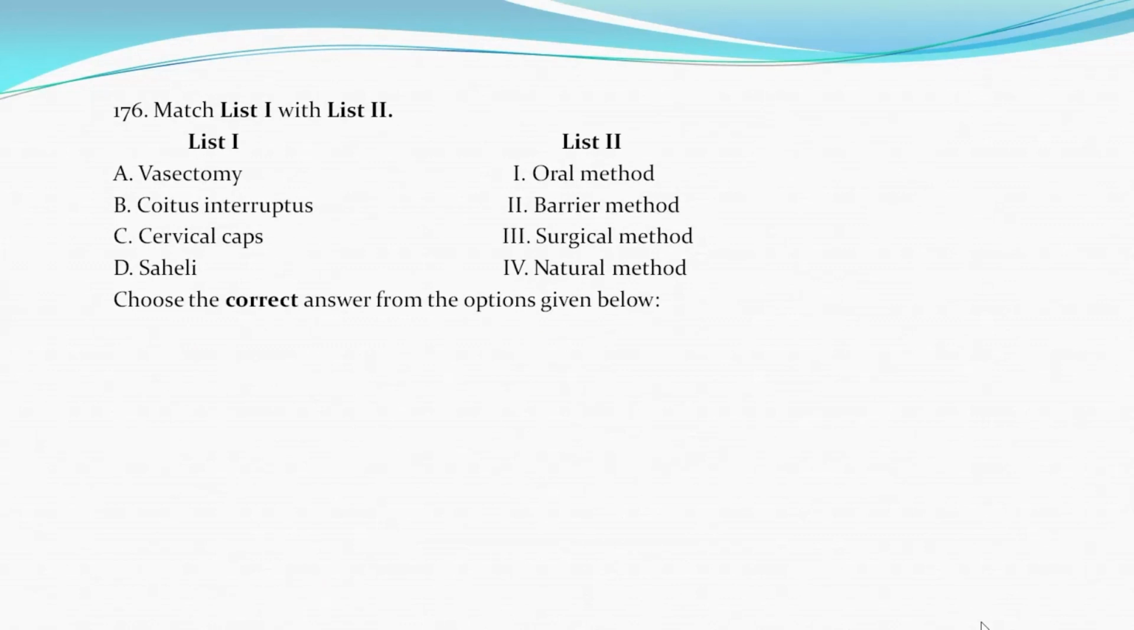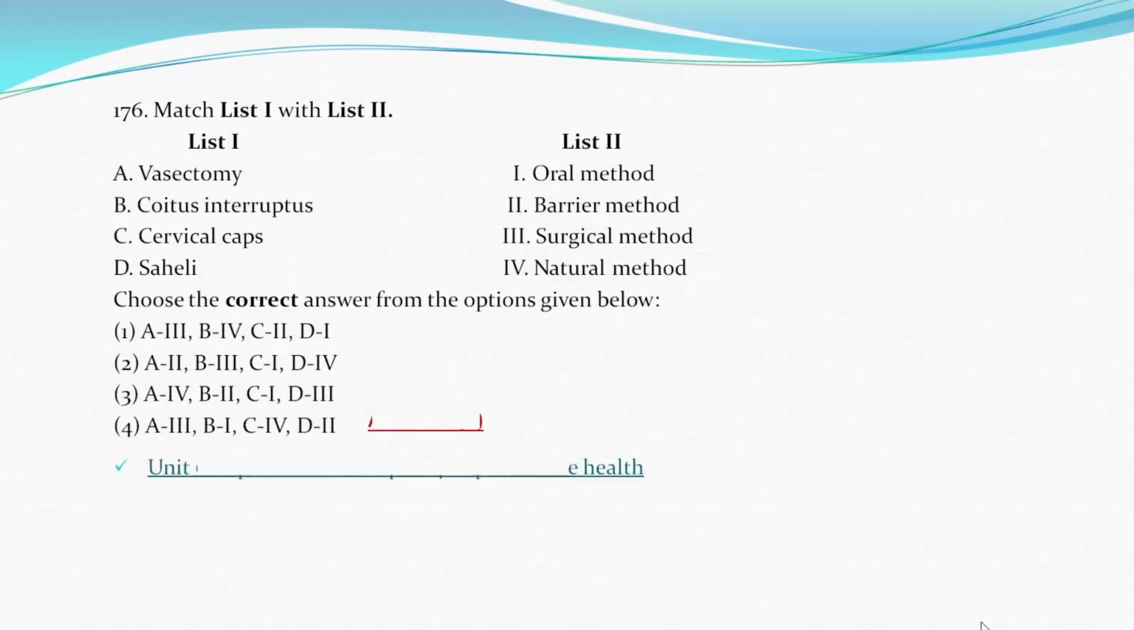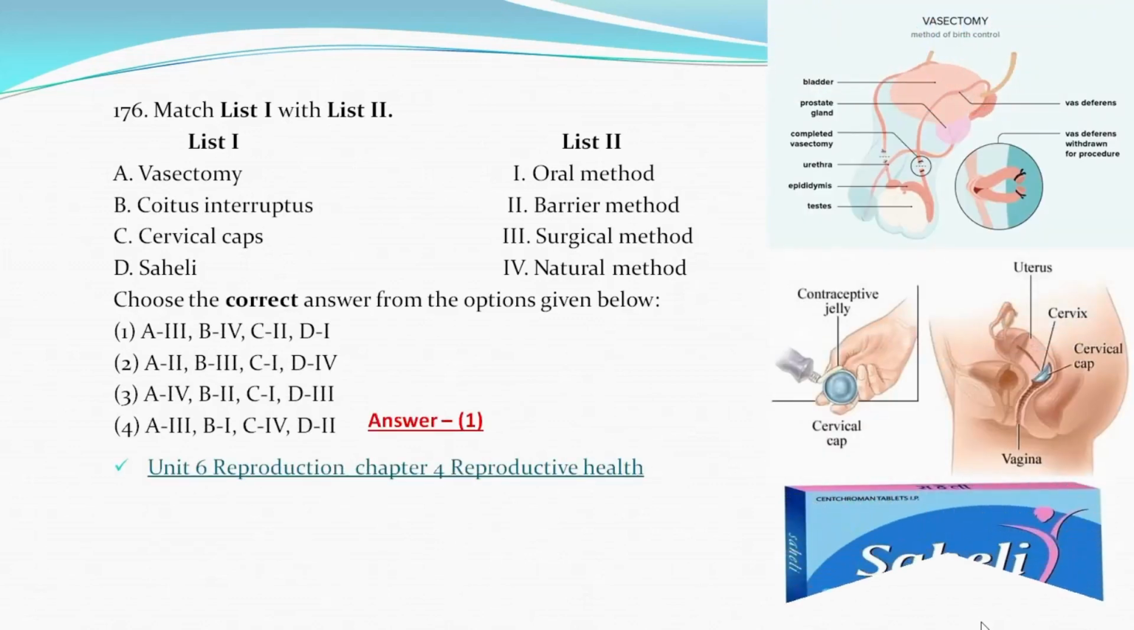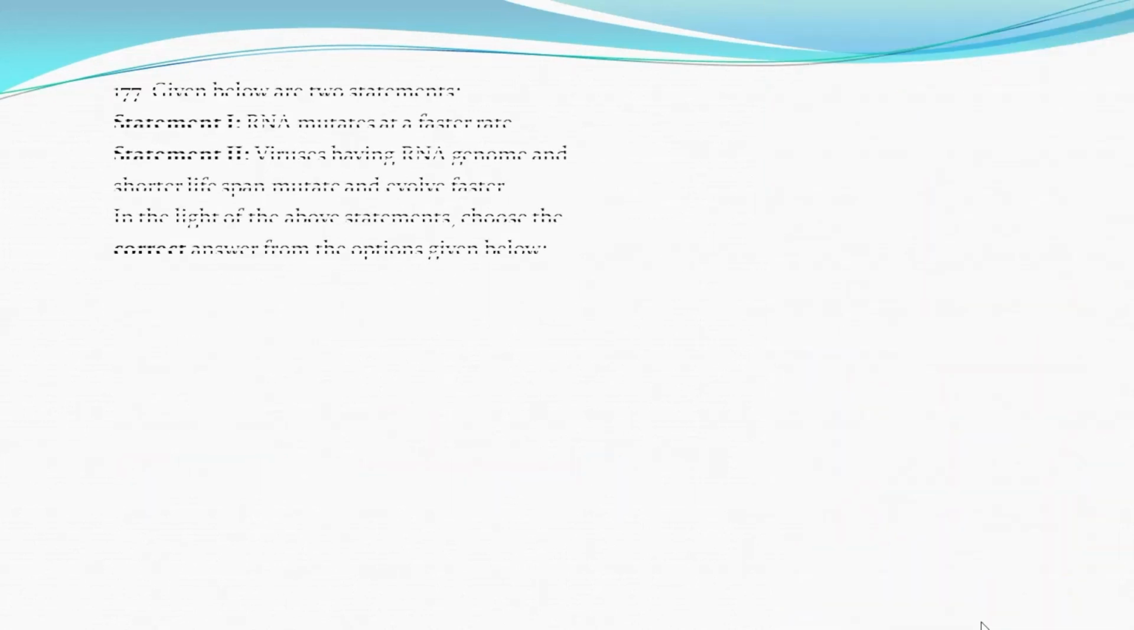The first question is, match List 1 with List 2. List 1: vasectomy, coitus interruptus, cervical caps, Saheli. List 2: oral method, barrier method, surgical method, natural method. Choose the correct answer from the options given below. So the answer is option first. And this question is taken from Unit 6, Reproduction, Chapter 4, Reproductive Health.